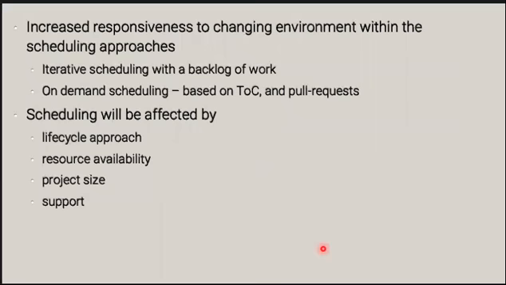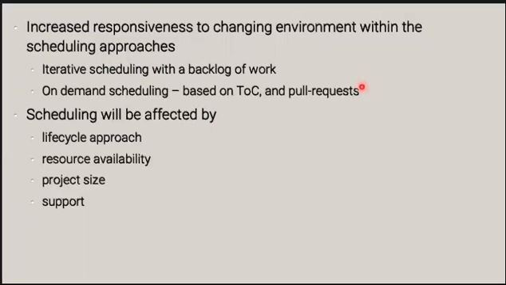Increasingly, we're going to see iterative scheduling, so changes in the life cycle models from waterfall to more discovery-based, like agile or spiral model. We're going to look increasingly at on-demand scheduling based on the theory of constraints by Eli Goldratt, I think the name of the gentleman, and pull requests. So again, this is related to the agile model.